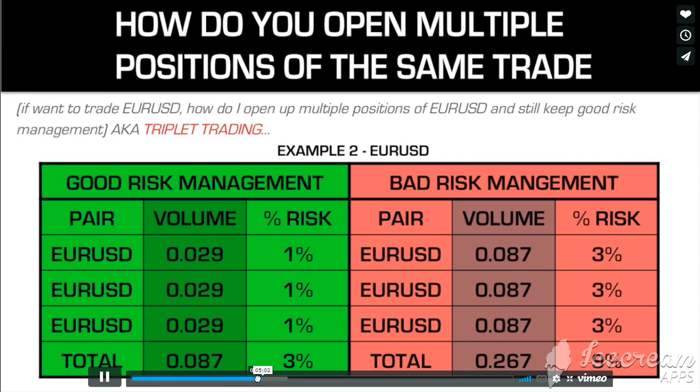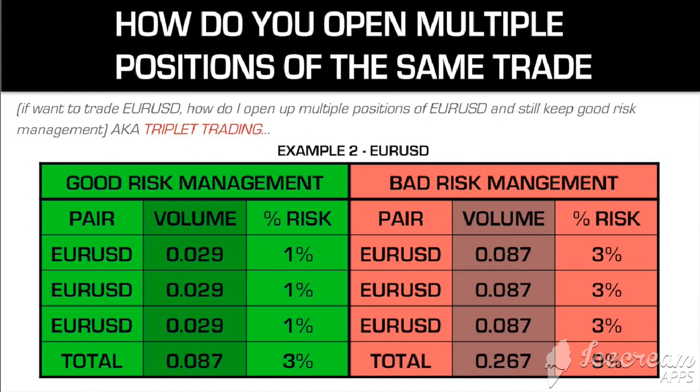Shouldn't do it that way. 1.7, and now instead of risking 3% for that one currency pair, you have now risked 9%. Very bad. There is a reason why I'm very specific to why you shouldn't do it that way.